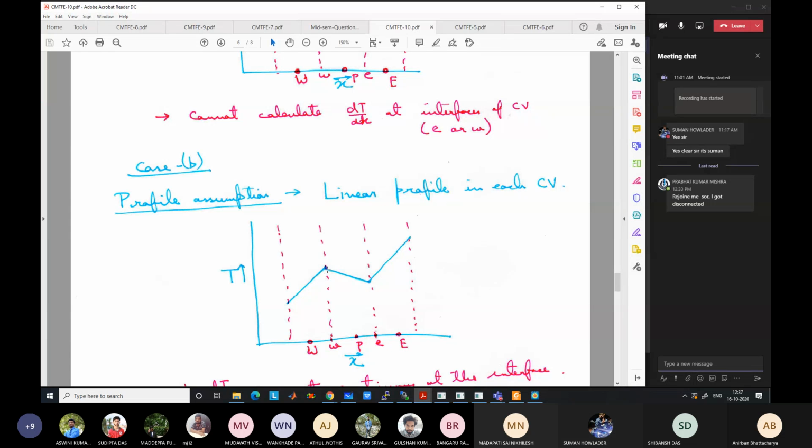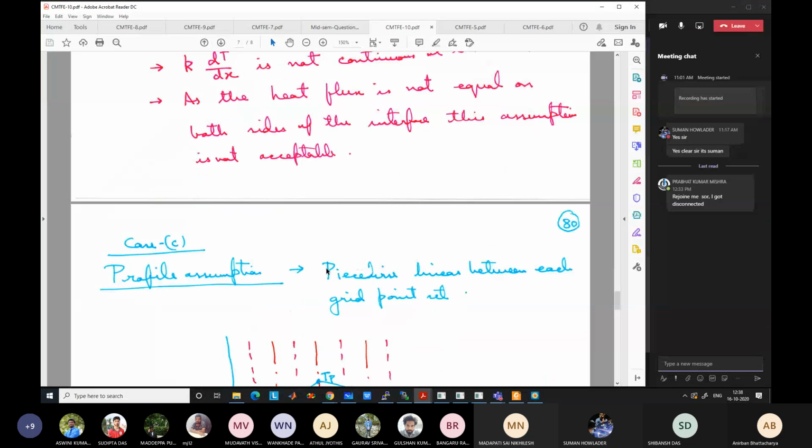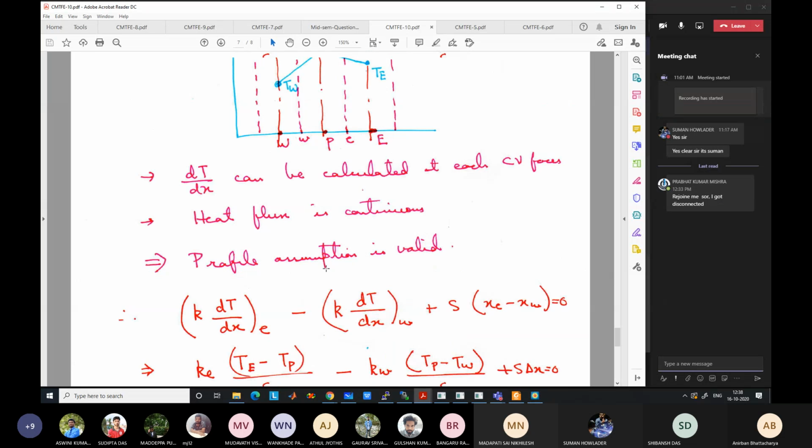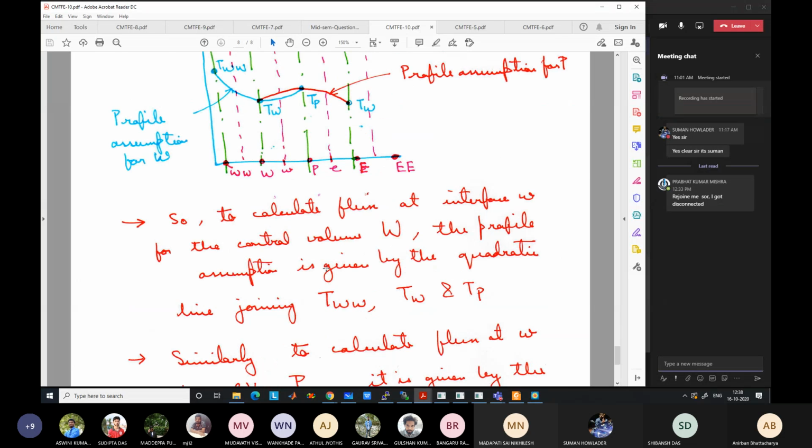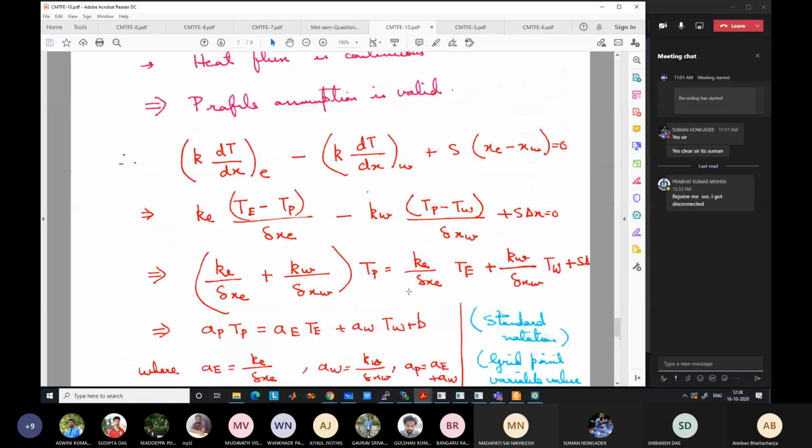What will happen if I want to calculate k dT/dx at the west point here? How will you calculate this k dT/dx at west based on the grid point values, for this linear assumption? If I ask you what is the slope of temperature, the answer is that it is still discontinuous. Temperature is continuous, but the slope is discontinuous. The slope is changing at the grid point. So dT/dx is not continuous at the grid point.